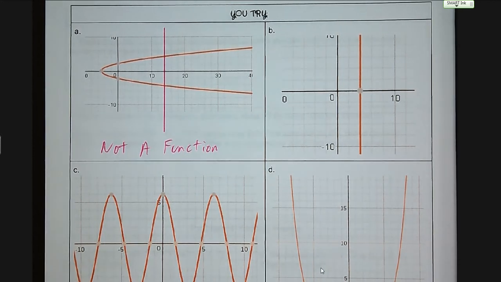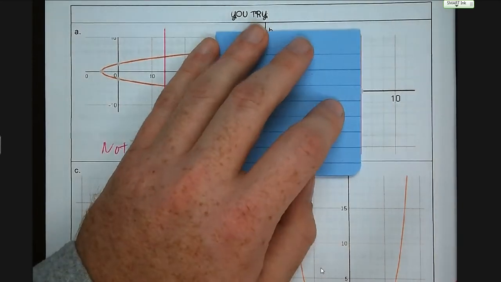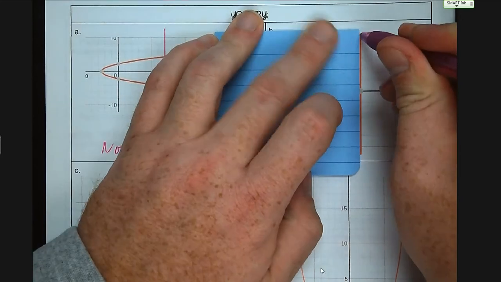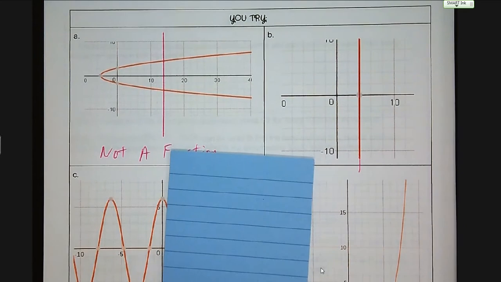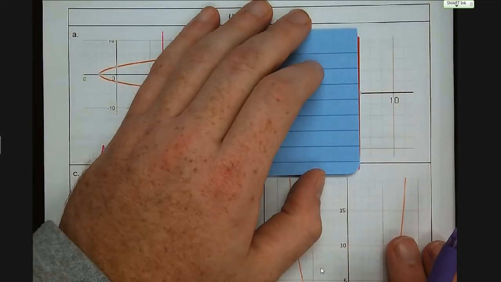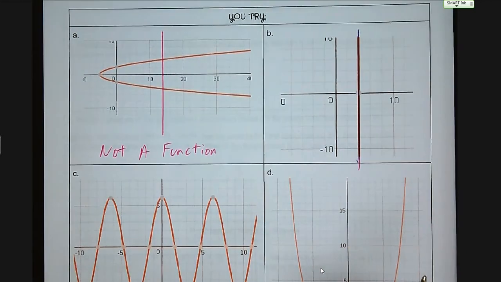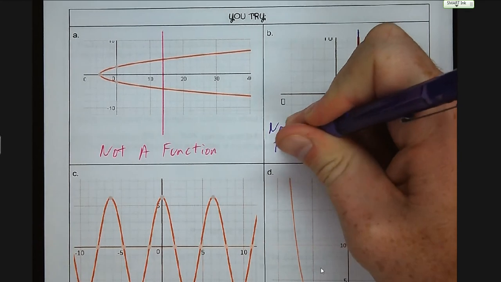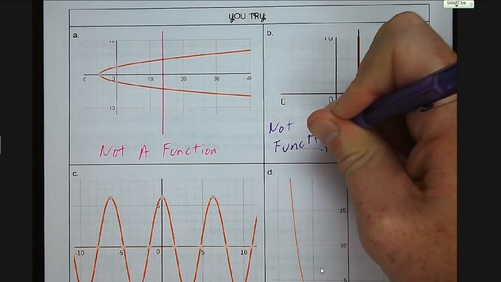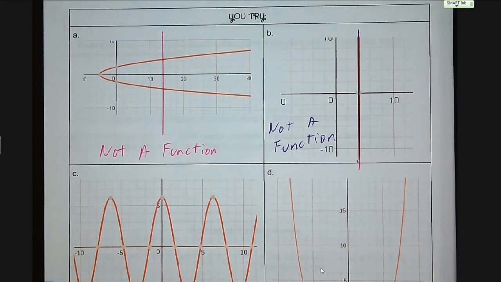All right, how about this one? We have a vertical line. So if I put a vertical line on that and I apply the vertical line test, well, it looks like I just kind of drew over that line. So this is not a function, because there are infinitely many points that would be on that vertical line.